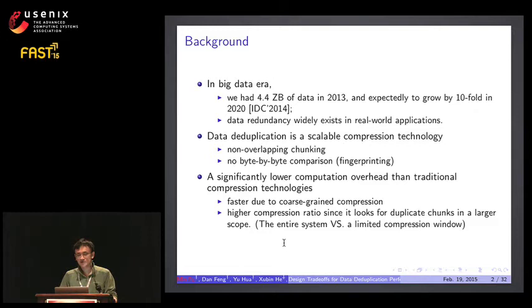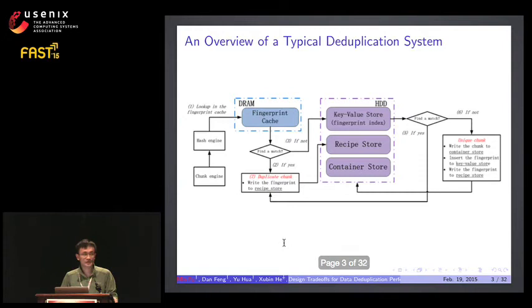Data deduplication is a scalable compression technology, different from traditional compression technologies such as gzip. Data deduplication is faster due to its coarse-grained compression, and because it is faster and more scalable, it is able to look for duplicated chunks in a larger scope for a higher compression ratio. This figure illustrates a typical deduplication system.